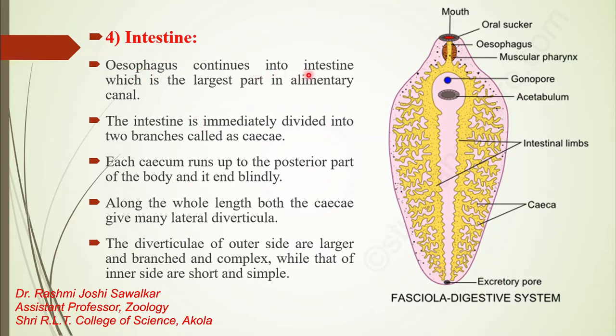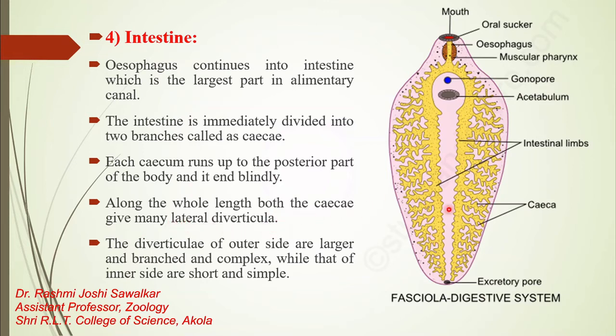Esophagus continues into the intestine, which is the largest part of the alimentary canal. The intestine is immediately divided into two branches called ceca or intestinal limbs. Each cecum runs up to the posterior part of the body and ends blindly. Along the whole length, both the ceca give many lateral diverticula.